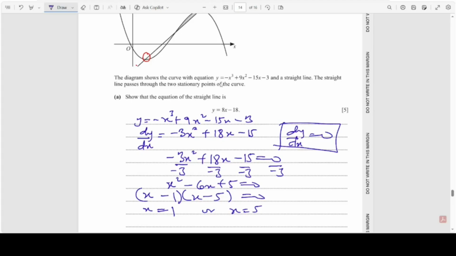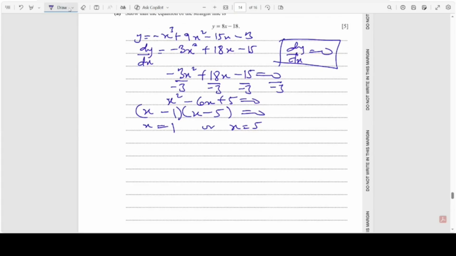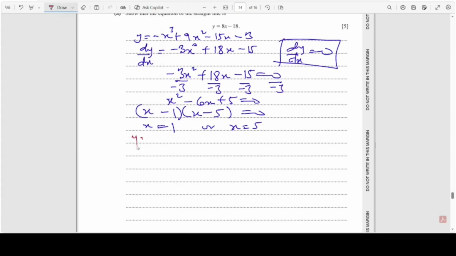So we find the corresponding y value so that we're able to find the equation of the straight line. We substitute the values of x we found into y. For x equal to 1, y is equal to negative 1 cubed plus 9 times 1 squared minus 15 times 1 minus 3. So we have y is equal to negative 10. So we have the point 1, negative 10.